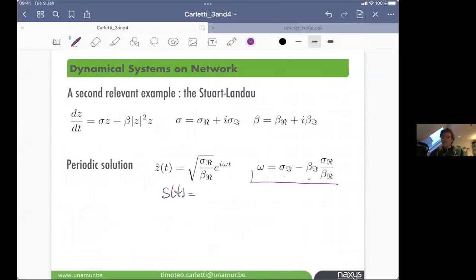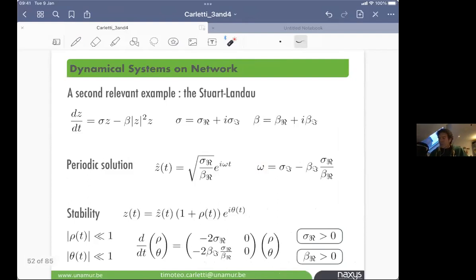This means that if you have n copies of the same Stuart-Landau model, you can prove, I think we will prove it in the next few slides, that this limit cycle is stable, and so all the solutions converge to this limit cycle. The question is then, okay, let me now couple together different Stuart-Landau equations. What happens to the stability of this limit cycle? Will it remain stable, or can it be destabilized because of the connection? Okay, so let's now study the stability of this limit cycle.